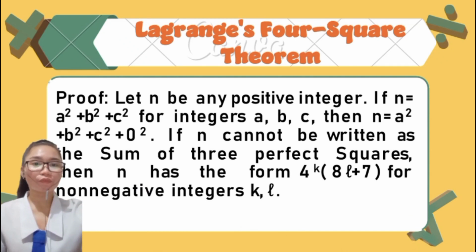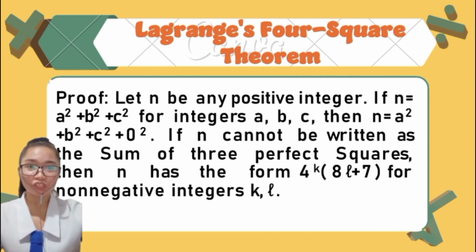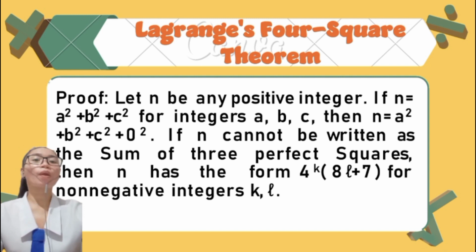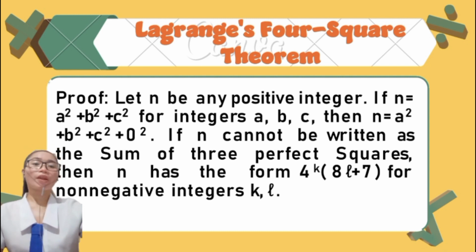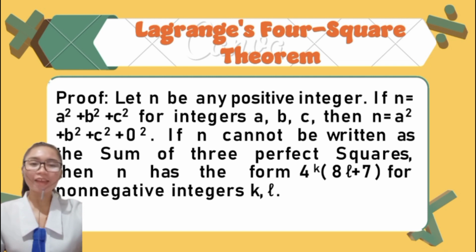Alright, so we have here a proof for this formula. Let n be any positive integer. If n is equal to a squared plus b squared plus c squared for integers a, b, and c, then n is equal to a squared plus b squared plus c squared plus 0 squared. If n cannot be written as the sum of three perfect squares, then n has the form 4 to the power of k quantity 8l plus 7 for non-negative integers k and l.